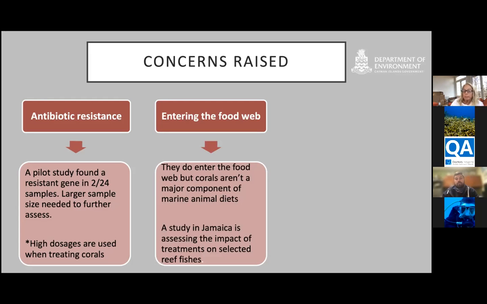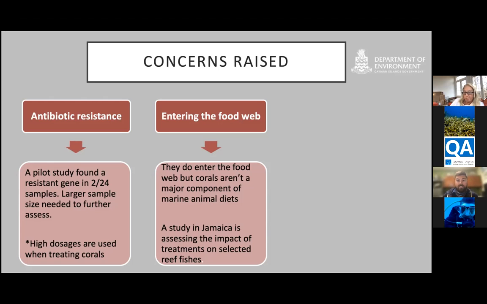Another point is about antibiotics entering the food web. This has been happening for a long time now. As I say, humans have been using antibiotics for many decades, and they're in the food web already. But what is different about this is that corals themselves aren't a particular major food source for a lot of animals, only for like the butterfly fish. And sometimes, you know, the parrotfish do chomp and bite at the corals, but they're wanting the algae. They're not actually wanting the coral polyps like the butterfly fish.